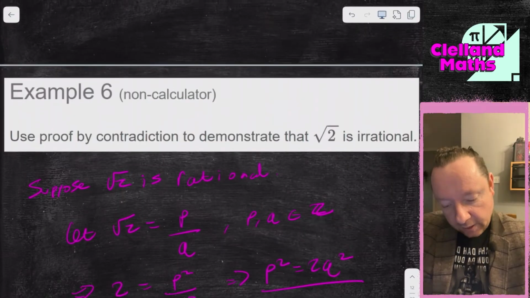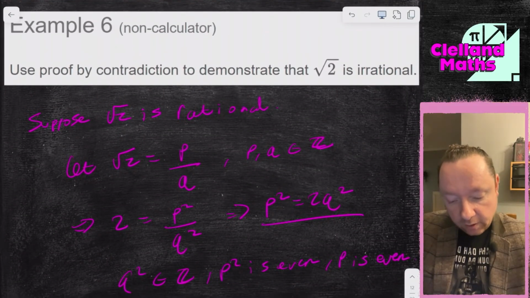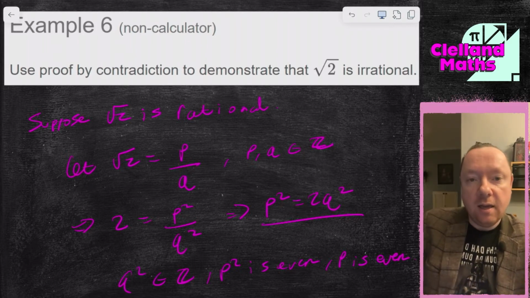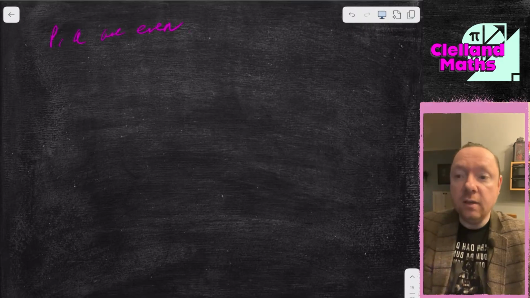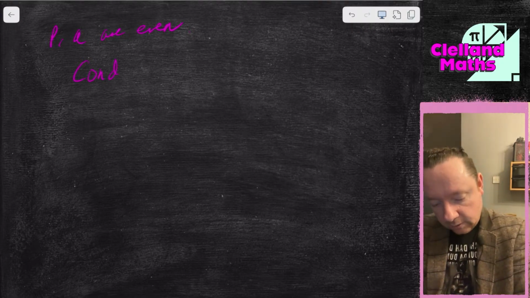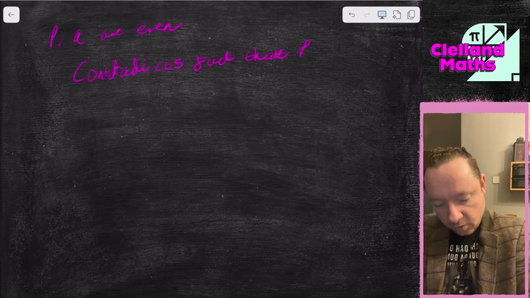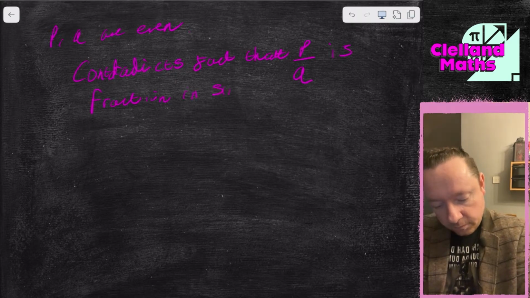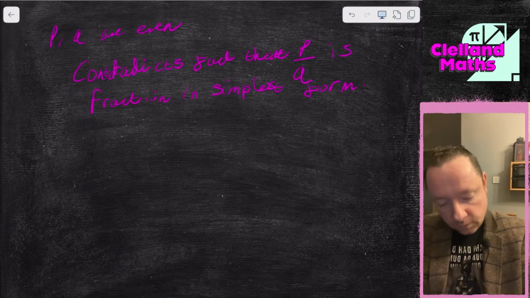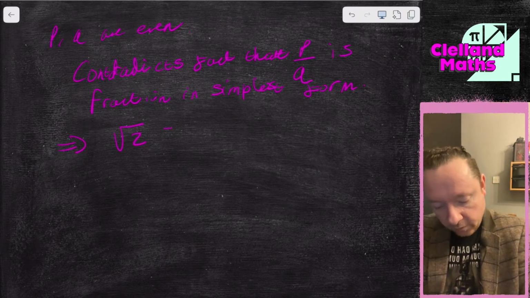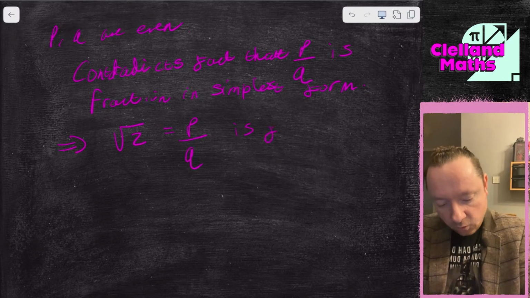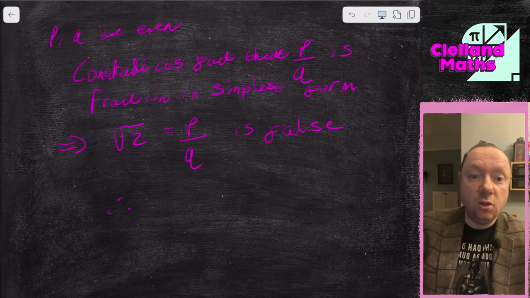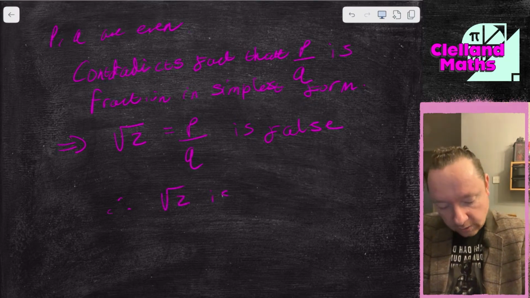So remember, we already said that let root 2 be a fraction p over q, reduced to its lowest terms. Well, since p and q are both even, it contradicts the fact that p over q is a fraction in simplest form, because 2 would go into it. So since we've got a contradiction, our original assumption was false. So that implies root 2 equals p over q is false, and therefore, since it's not rational, it's the opposite, which is irrational. Root 2 is irrational.